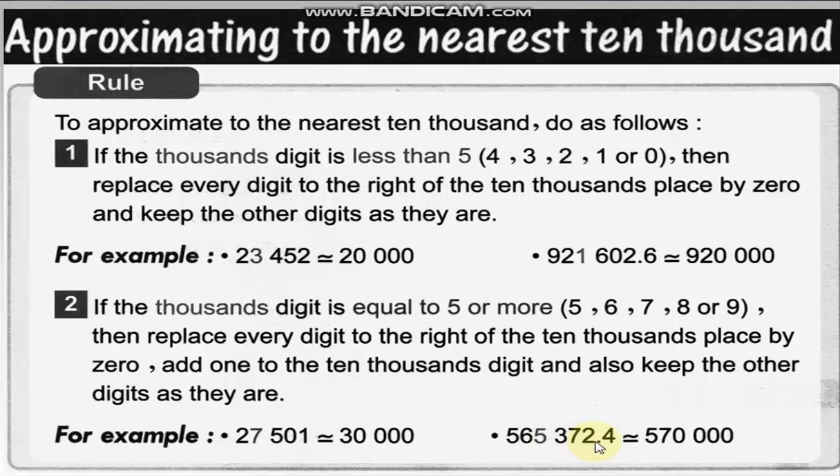Another example, 565,372.4 approximated to the nearest 10,000. At first, the 10,000 here is number 6. Look at the thousand. Thousands here is number 5. We say that if it's 5 or more than 5, we replace the thousands, hundreds, tens, units by 0 and remove the decimal part and add 1 to the 10,000. It became 570,000.